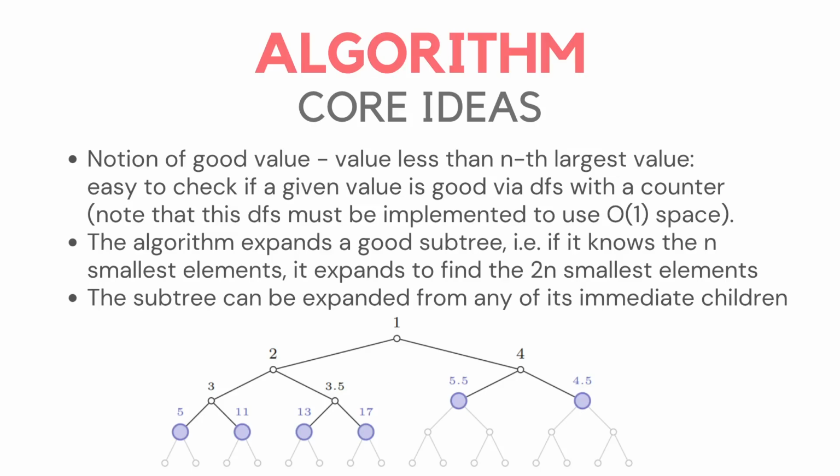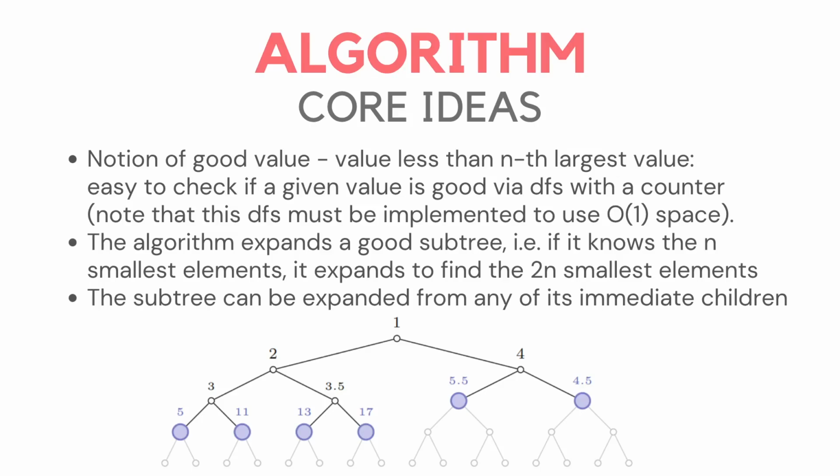The way it works is it depends on this notion of a good value. Let's say I'm trying to find the 8th smallest value of the heap. A good value is something which is smaller than the 8th smallest value of the heap. How can I check if some value is a good value?